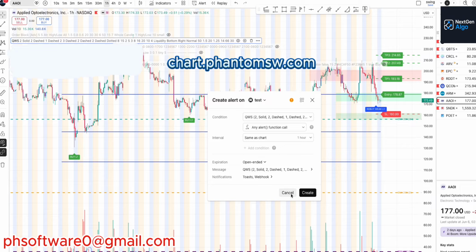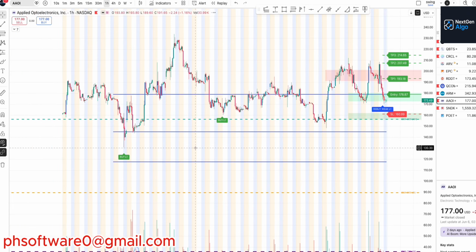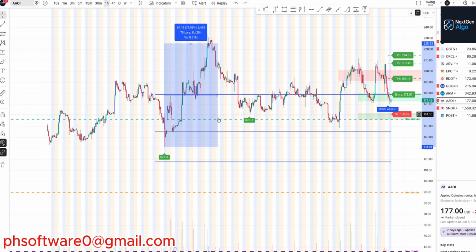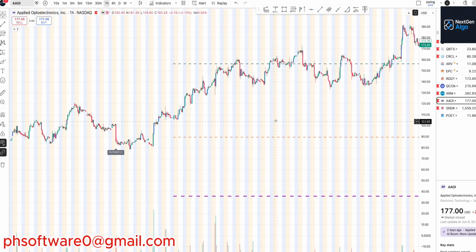The indicator generates signals like these green buy signals you see here. The minimum target after a signal is typically around 8%, and many trades achieve much higher returns. As you can see, some moves can reach as much as 63%.